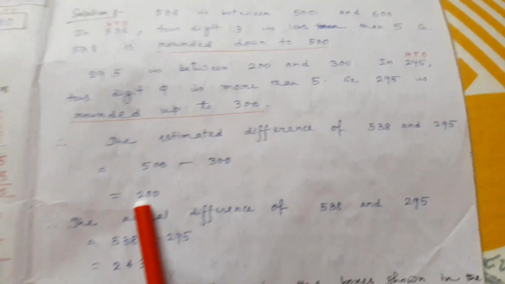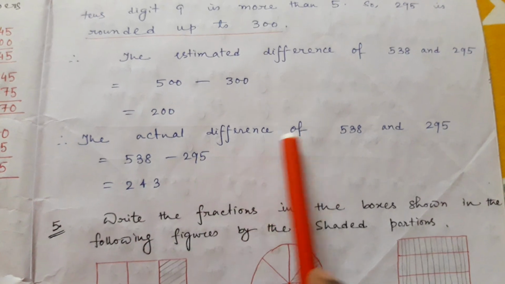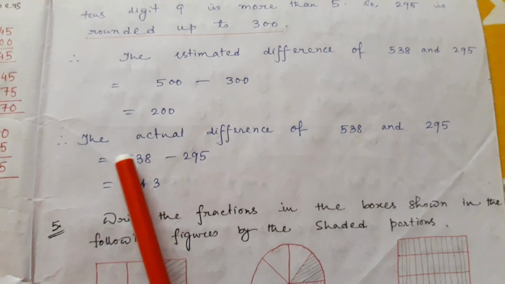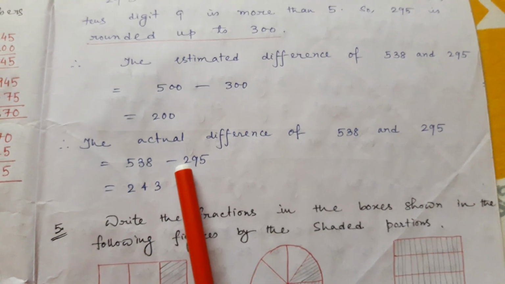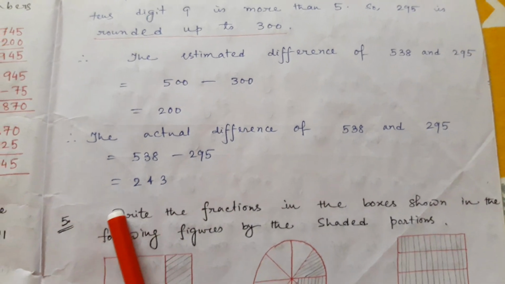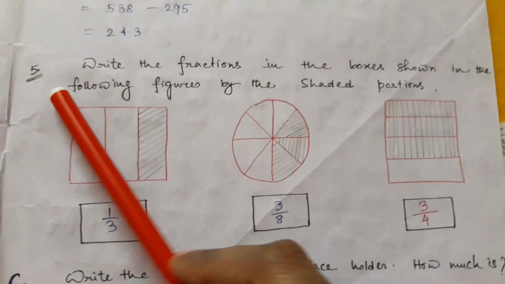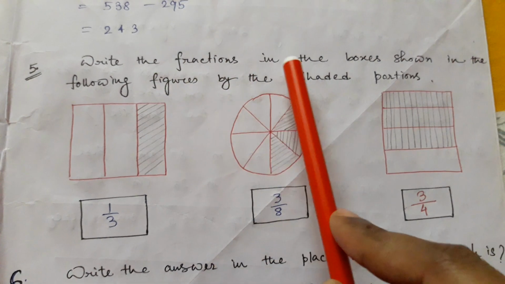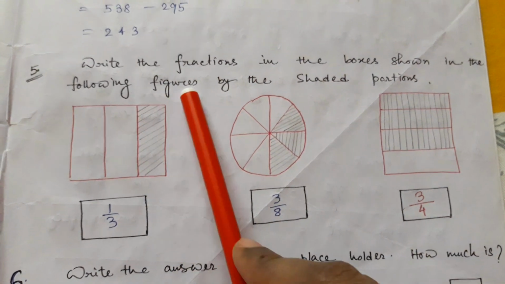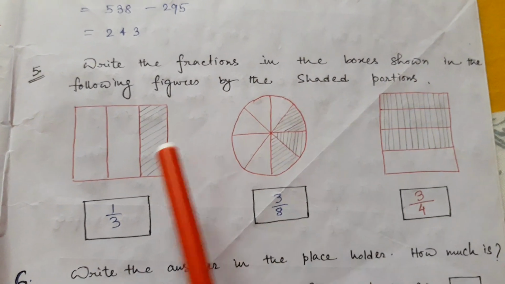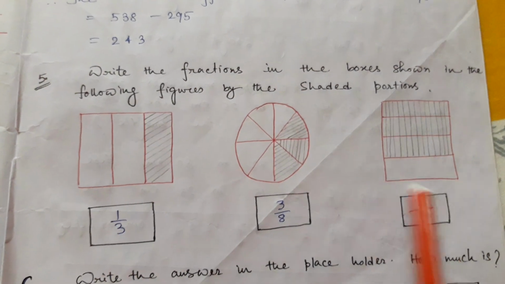and the actual difference of 538 and 295 is 538 minus 295, that is 243. Okay. Now the next one, write the fractions in the boxes shown in the following figures by the shaded portions. Okay, so you have to fill these boxes.